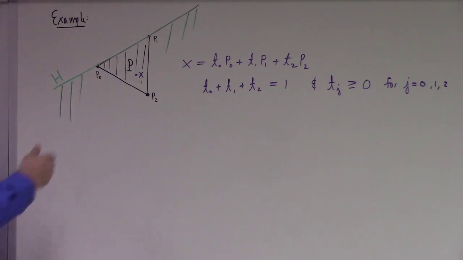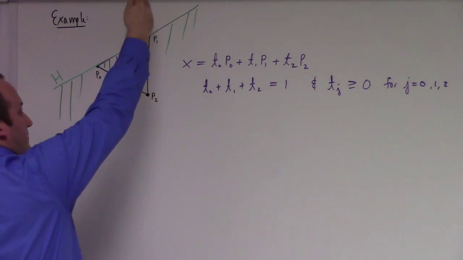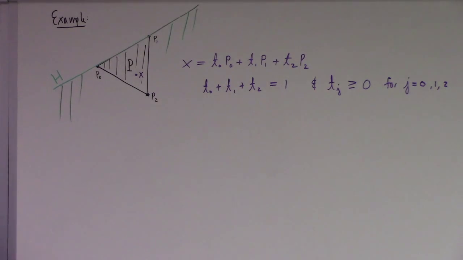I can't take a line that goes through the triangle. That won't work because it's not all on one side of the line. So pretty much just the supporting hyperplanes that line up with the edges, right?